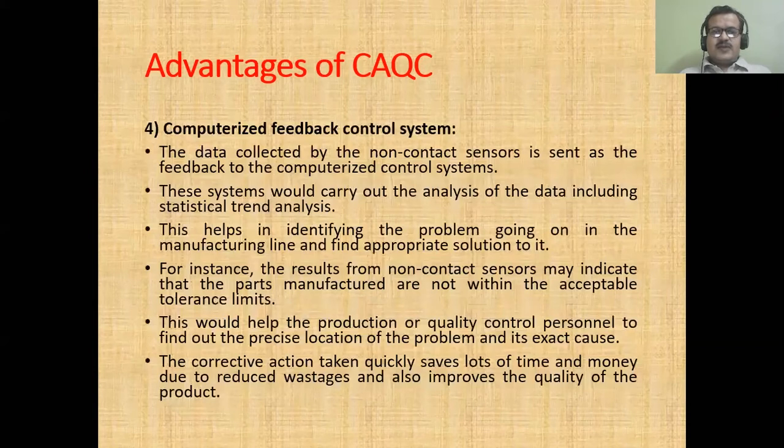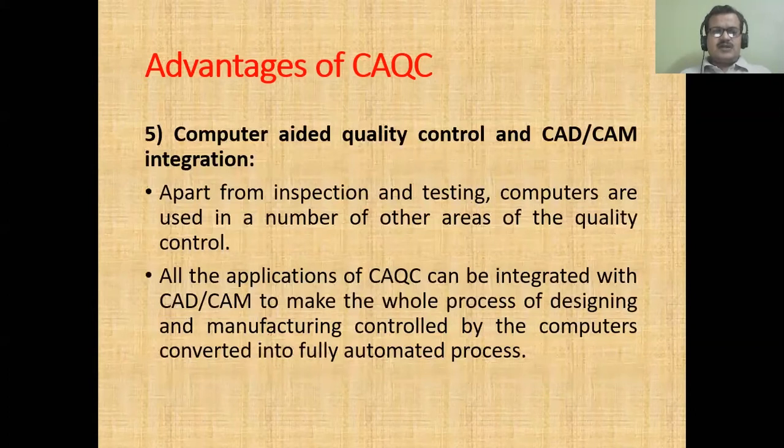Then a computerized feedback control system is possible in CAQC, and we can have the corrections made automatically. We don't have to bother. Once a deviation is found, the adjustment will be done like it is done in an adaptive control system. In your unit 2, numerical control technology, you discussed adaptive control. Then the fifth advantage is that CAQC can be integrated with other main functions of manufacturing, that is computer aided design and computer aided manufacturing.